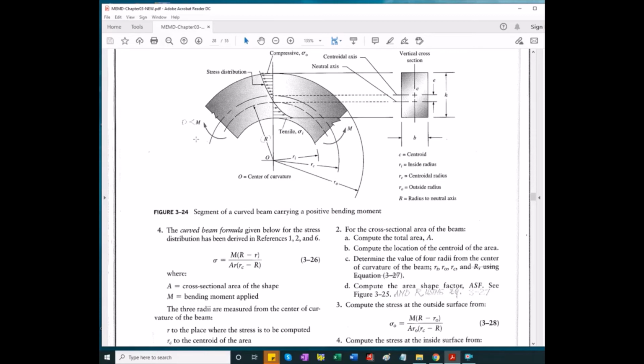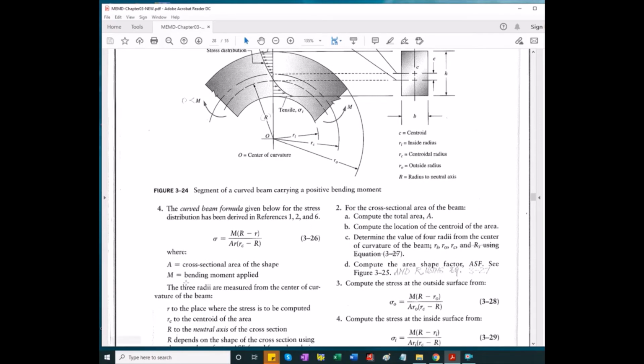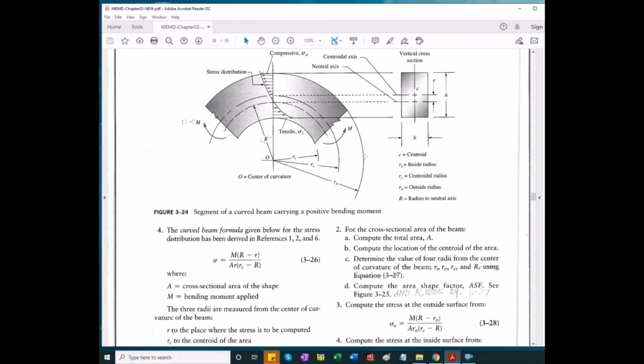So it could be caused by a force, and here's the R, capital R, that positions the neutral axis. We'll see how it's calculated. And then RC is the centroidal radius, and then we have current radius r, which could be either RI or RO if we're to calculate maximum compressive or maximum tensile stresses. Okay, and A is the area of the cross section. For a rectangle, it will be just B times H.